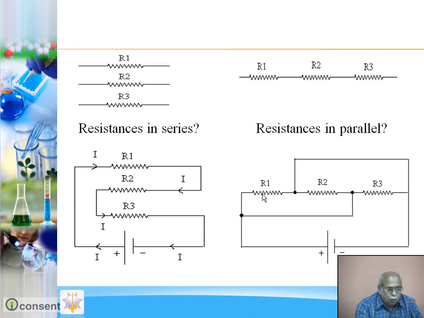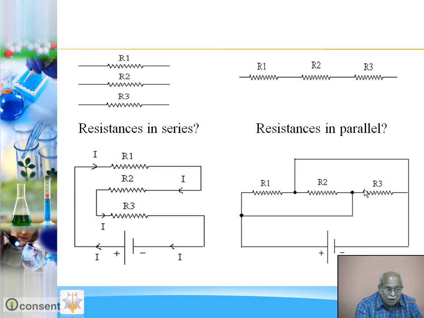See the resistance R1. One end of R1 comes to positive terminal of the battery. Other end of R1 comes to negative terminal of battery. So what is PD across R1? Whatever is PD between terminals of the battery, that will be PD across R1. Look at R2. One end of R2 comes to positive terminal of the battery. Other end of R2 goes to negative terminal of battery. So PD across R2 is same as PD between terminals of the battery.